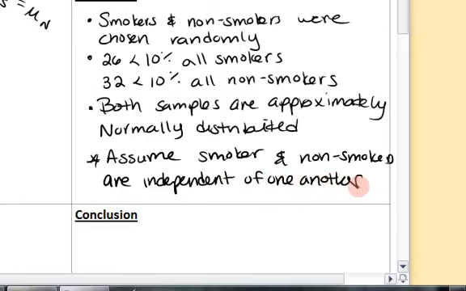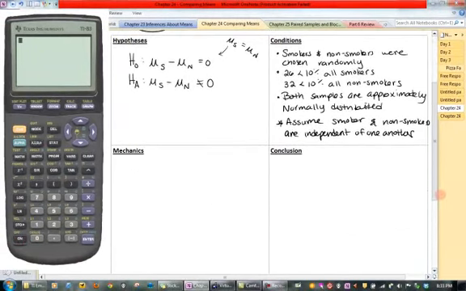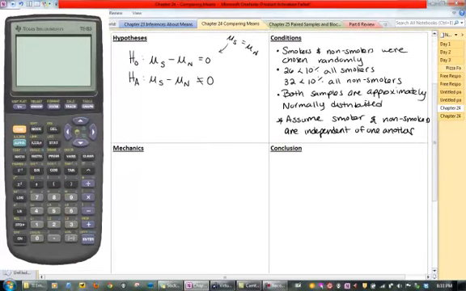All right, so our conditions are met, and so we are ready to move on with the problem. So moving down to mechanics. All right, so the test that we're going to be doing this time is a 2-sample t-test. Because our conditions were met, we're going to use the t-distribution again, because in this situation, again, we don't know the standard deviation for the population. We're going to be estimating that, which means we use the t-model.